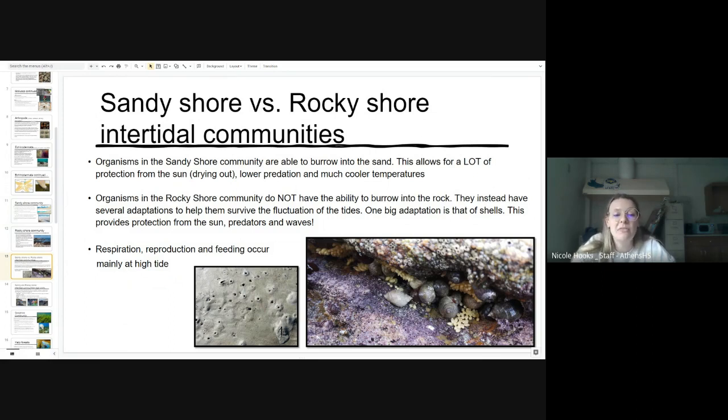And lastly, for both of these, they're going to respire, so breathe. They're going to reproduce, and they're going to feed mostly during high tide, because there's more water for oxygen intake, more water for space so they can spread their gametes, and more water so they can consume plankton in the water column during high tide. Okay.